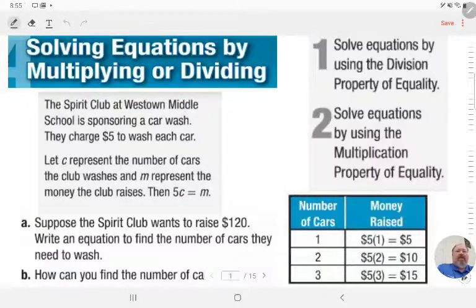All right, so today we're looking at solving equations by multiplying or dividing. So we will solve equations by using the division property of equality and solve equations by using the multiplication property of equality.